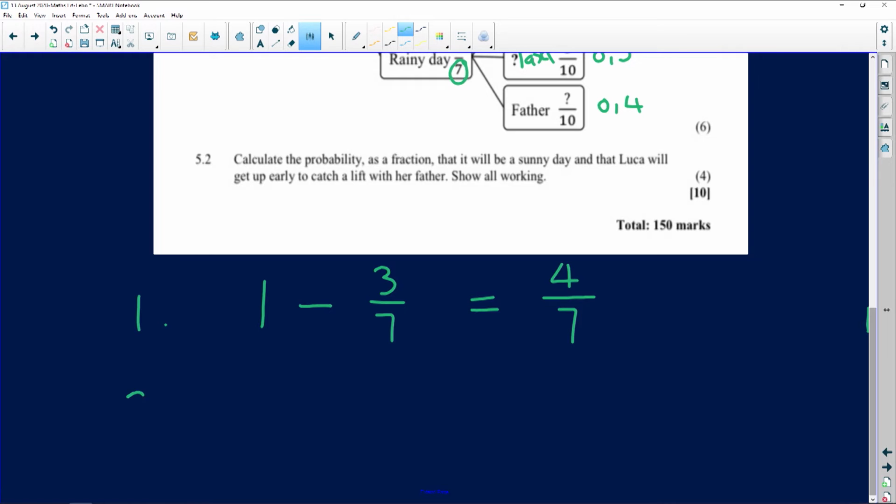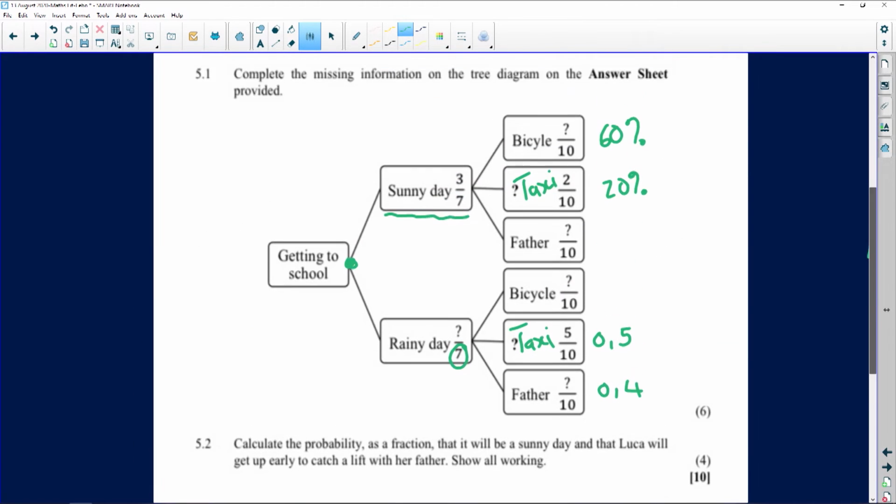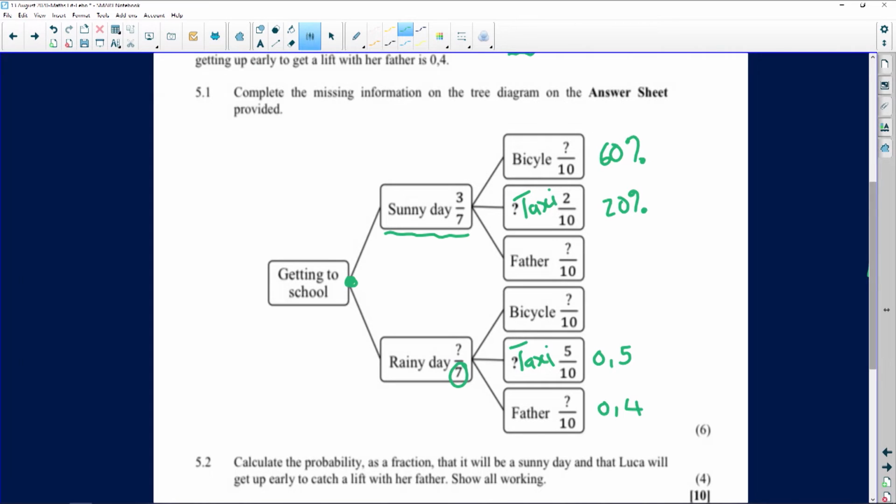So let's look at number 2. Number 2 is going to be with the bicycle in terms of her father not taking her. So now she's taking a bicycle on a sunny day. So we need to write down the missing value up here, okay?